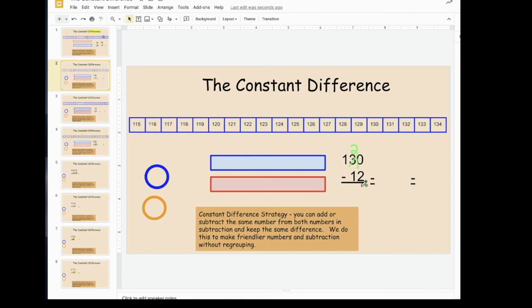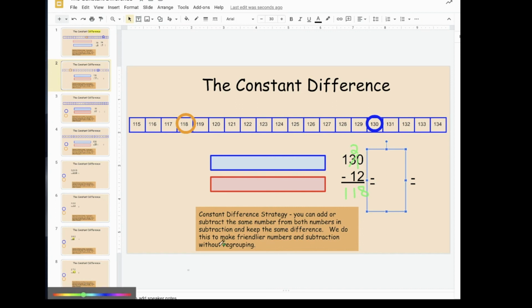Now I can solve. 10 minus 2 is 8. 2 tens minus 1 ten is 1 ten. And 100 minus no hundreds is still 100. So I should get 118. So let's see what that looks like and check our answer. So I was at 130, and now I have to subtract 12. 1, 2, 3, 4, 5, 6, 7, 8, 9, 10, 11, 12. So 118. But what if I could do that easier?